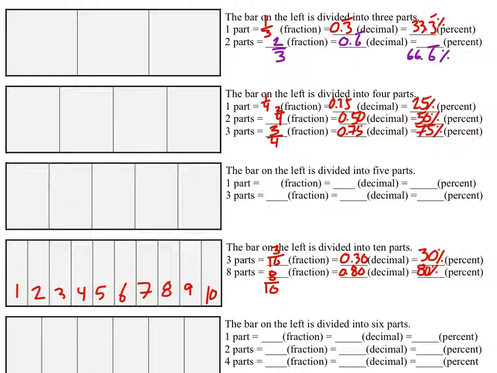All right, the next one, this one has been split up into 5 parts. So one of those 5 parts would give us a decimal of 0.2. And the percent would be, well, not 0, but 20%. So the 3 parts would be 3 out of 5 parts, which gives us a decimal of 0.6, which is also 60%.